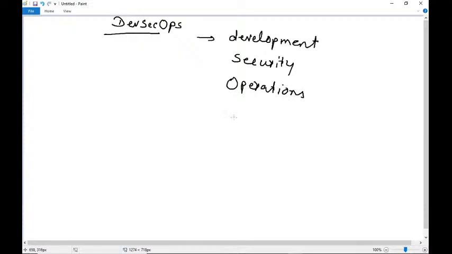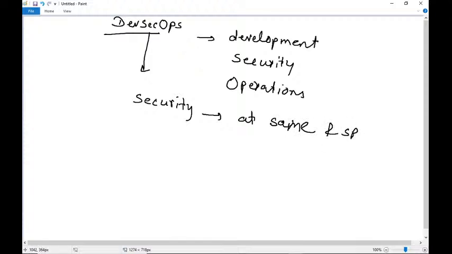Basically, the main objective is implementing security at the same scale and speed as development and operations. So three things are included. In DevOps, it is the coordination of development and operation, but DevSecOps means security is also included.